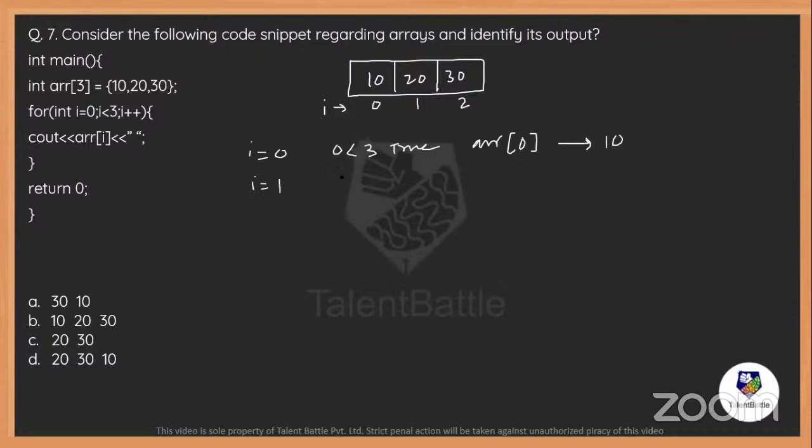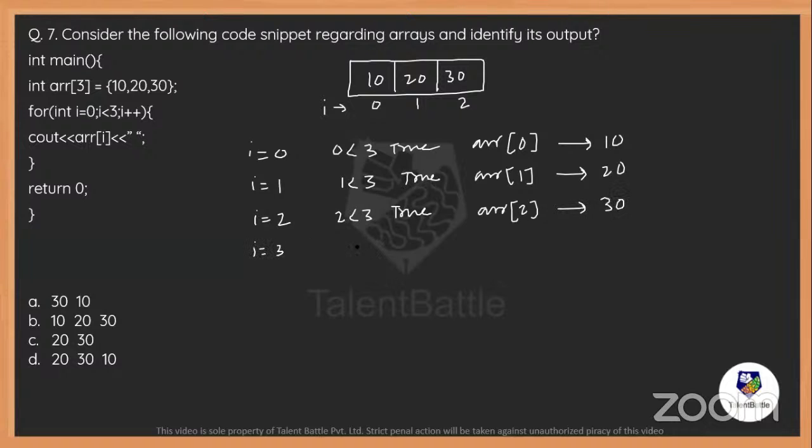Then i is incremented to 1, and 1 less than 3 is also true, so array of 1 will be printed, that is 20. Then i becomes 2, and 2 less than 3 is true, so one more iteration, array of 2 is printed, that is 30. After that, i becomes 3, and 3 less than 3 is false, so the loop terminates. Then you come outside the loop and the program ends. So what is the output? The array elements are printed in simple iteration: 10, 20, and 30.